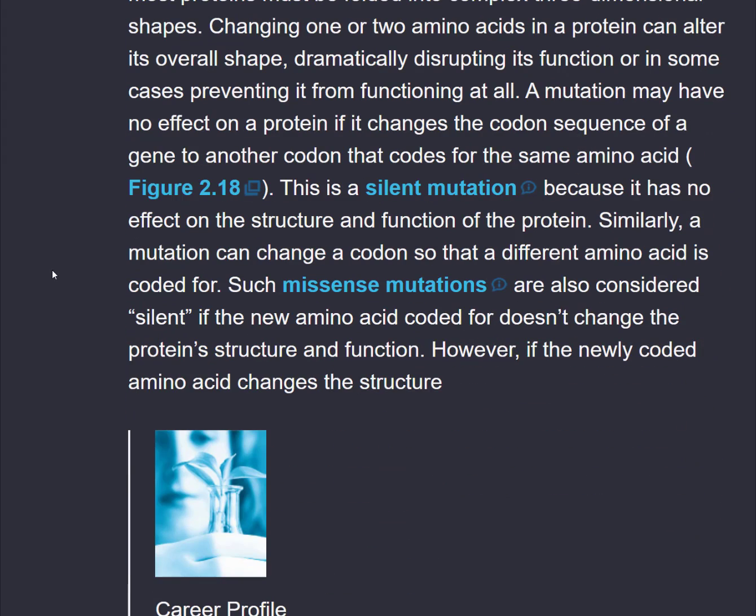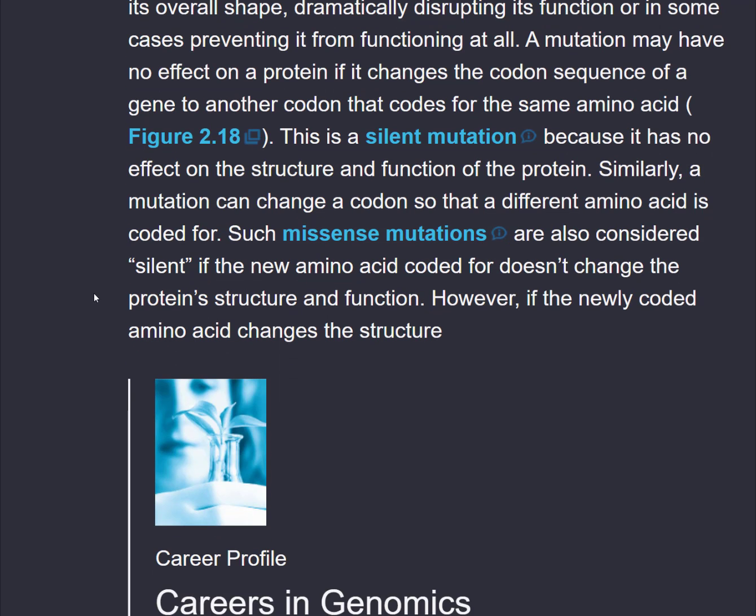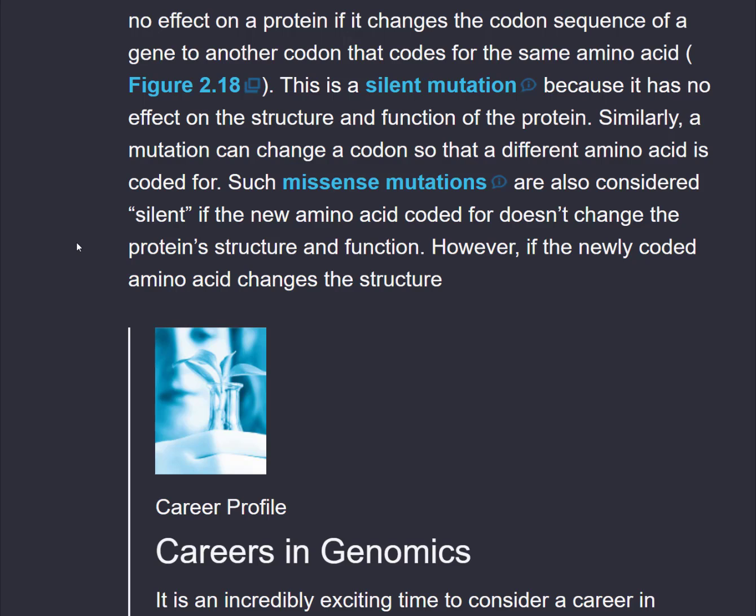Next is silent mutation. Silent mutation is a base pair substitution that has no effect on the amino acid sequence of a protein. Missense mutation. Missense mutation is a mutation changing a codon to another codon that codes for a different amino acid.